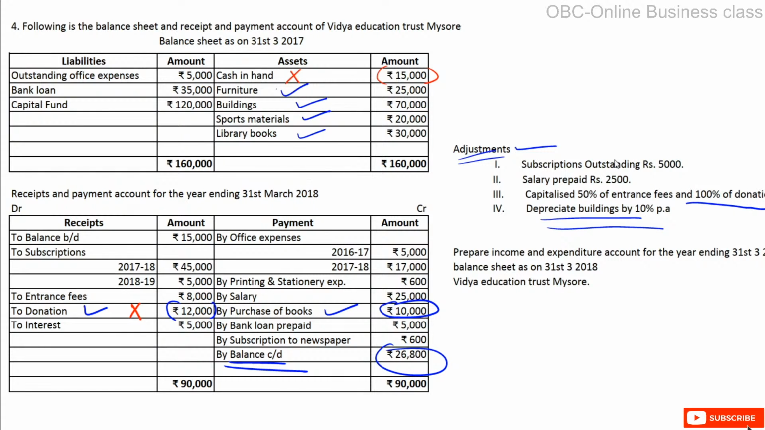Next, check whether in the adjustments we have any leftover incomes. So we have two entries here. One is subscription outstanding 5,000. If you get any adjustment like this, you need to enter it into two accounts, that is the income and expenditure account, and the other one is the balance sheet. We already posted in the income and expenditure account. Now we have to post in the balance sheet.